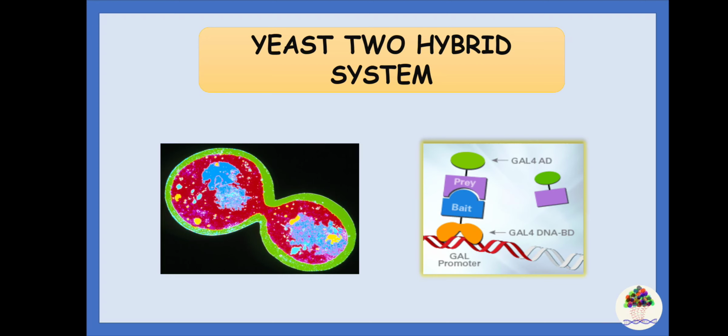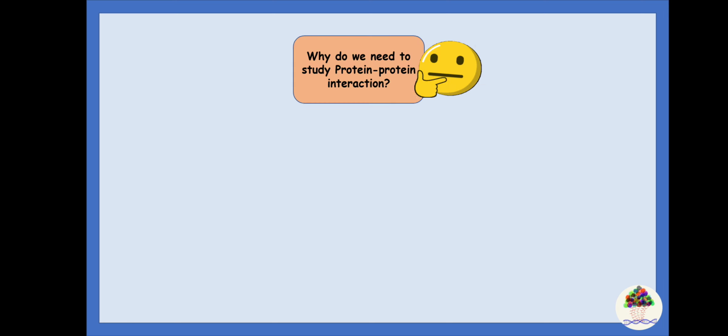Today I will discuss the yeast two-hybrid system. The yeast two-hybrid system is one of the most useful techniques in biotechnology to detect protein-protein interactions. So the question arises, why do we need to study protein-protein interactions?